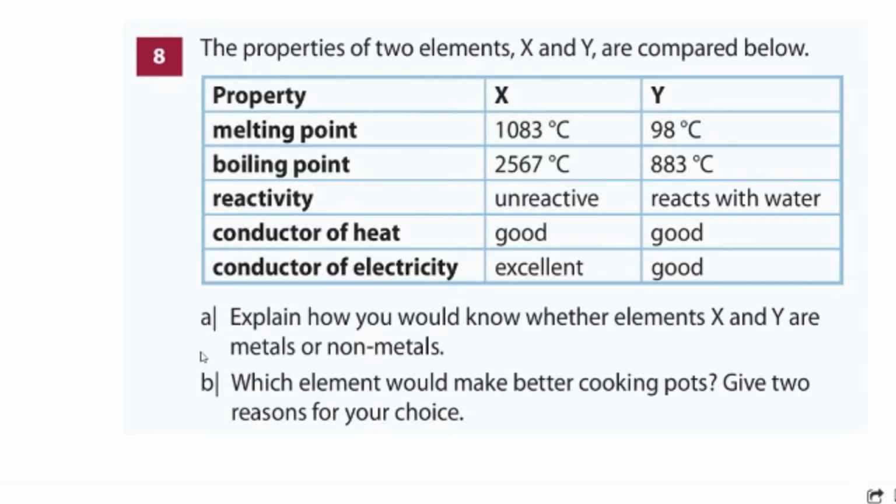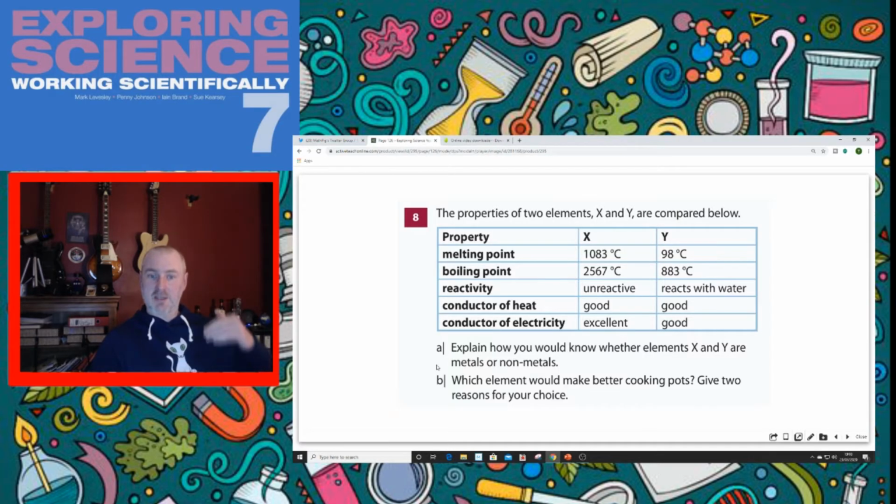Question B, relating now the properties to the use of the element. Which would make better cooking pots? Give 2 reasons for our choices. So which one would be better to use for cooking? Well, if we look at element X and Y for the melting point, we can see that Y melts at 98 degrees C. So if we use that as a cooking pot, we couldn't even boil water in it before the cooking pot itself started to melt. All right, so element Y wouldn't be a great choice for a cooking pot.